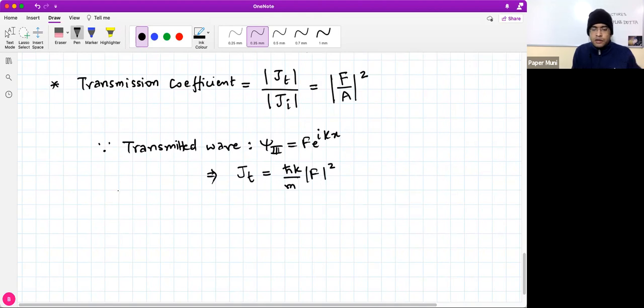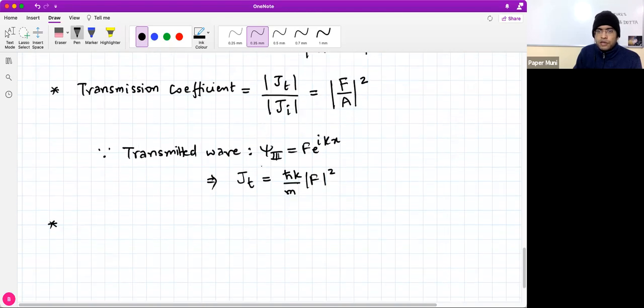Now the problem is we need the coefficients which we require here, B and F. All right, so we need to find out B and F in terms of A.